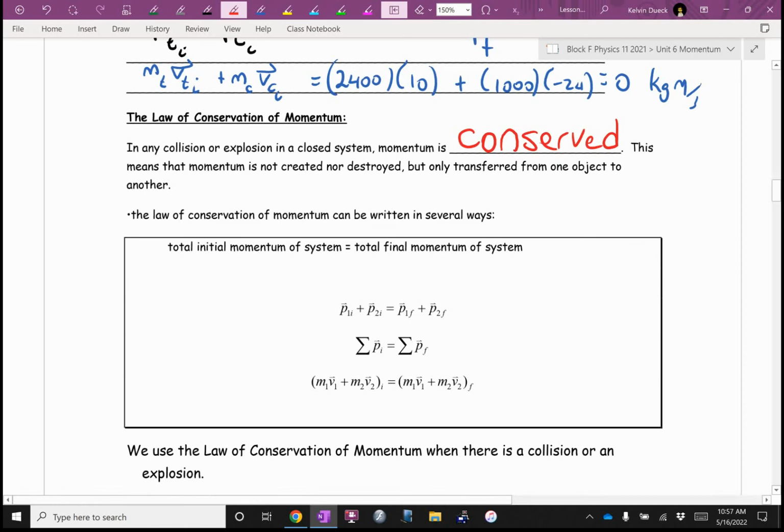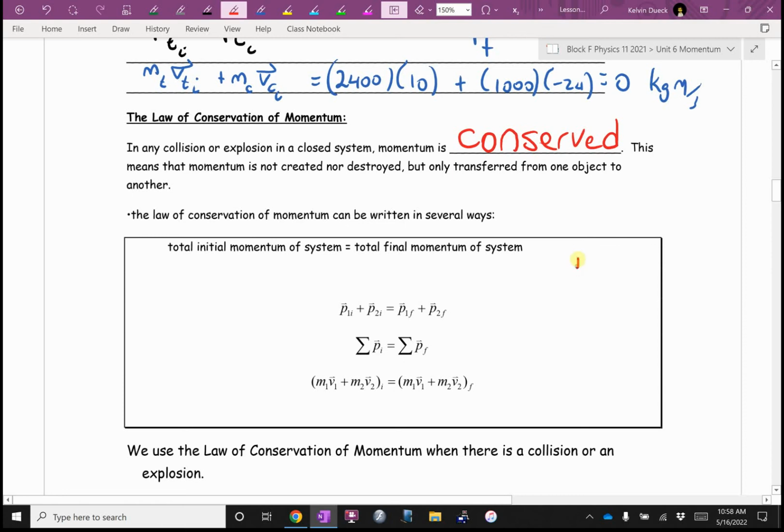The law of conservation of momentum can be written in several ways. You can write it in English. The total initial momentum of the system equals the total final momentum of the system. It's unlikely that I write it in English because that's too much writing, and you've hopefully had me enough to know I'm lazy but organized. You can write it as an equation, Acacia. Momentum of object 1 initial plus momentum of object 2 initial, after the collision, equals momentum of object 1 final plus momentum of object 2 final.